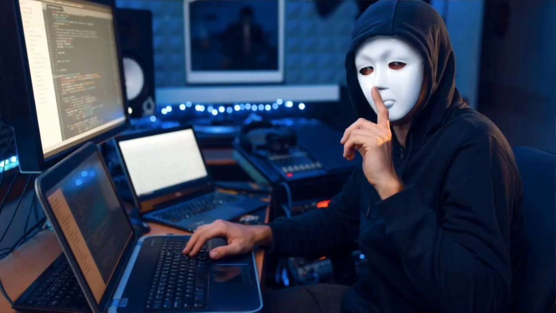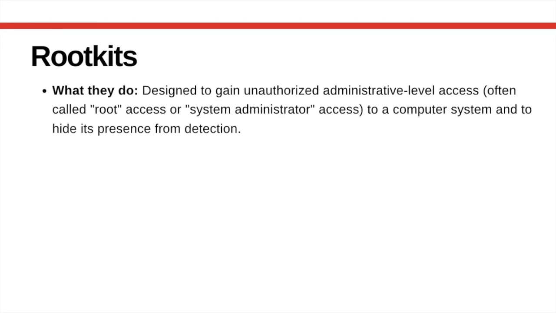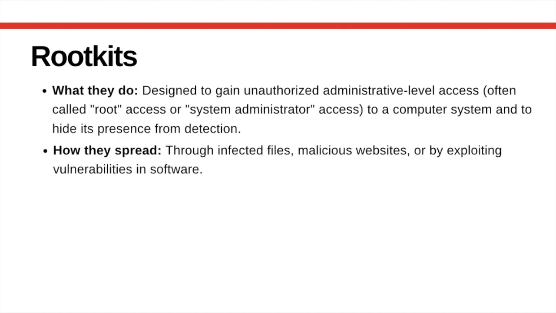Now, imagine someone secretly tapping into the control system and watching everything without being detected. That's exactly what a rootkit does in the digital world. Rootkits are designed to gain unauthorized administrative level access, often called root access or system administrator access, to a computer system and to hide its presence from detection. How rootkits spread: through infected files, malicious websites, or by exploiting vulnerabilities in software.